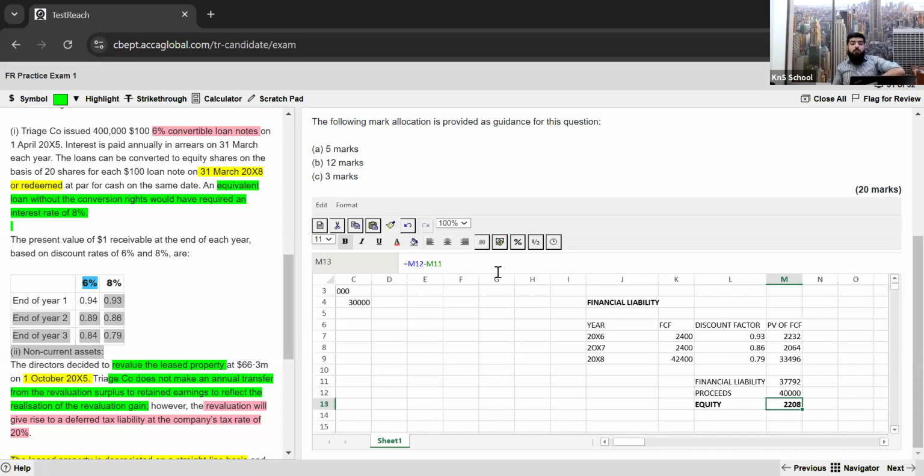But yes, financial liability. If we talk about the financial liability, it will be recorded at amortized cost. Subsequently, it should be recognized at its amortized cost.